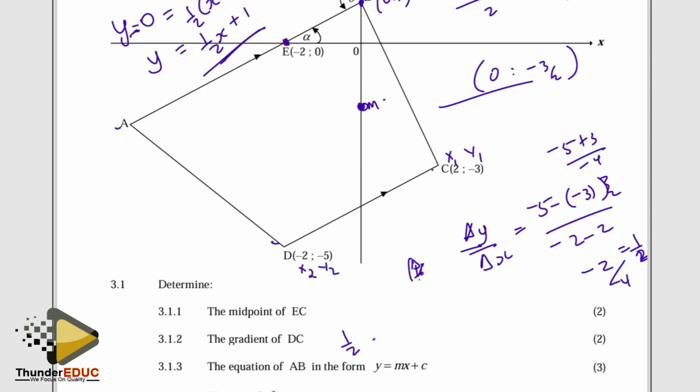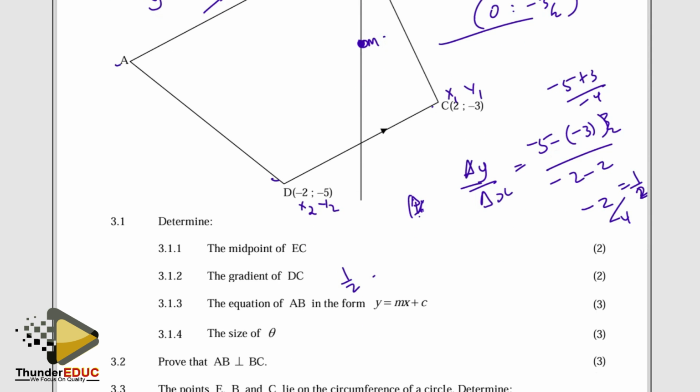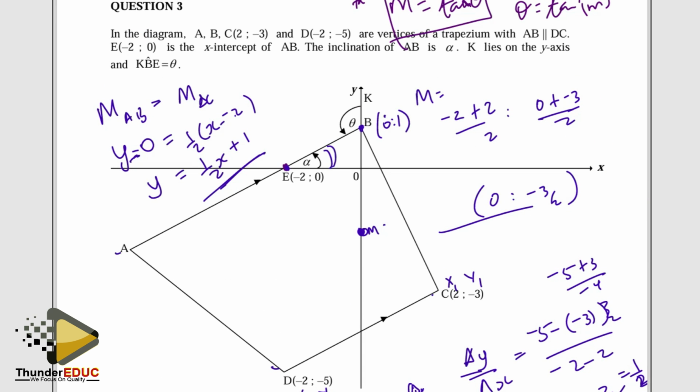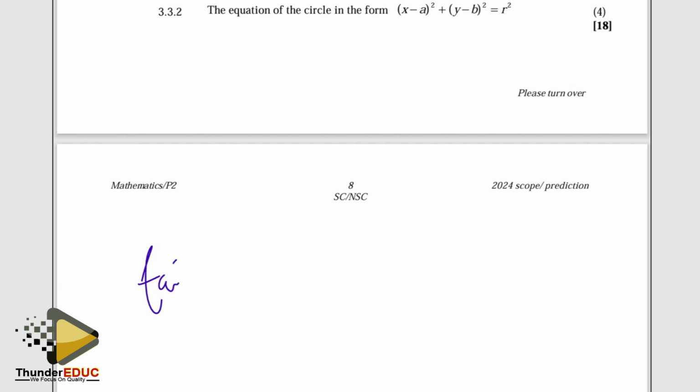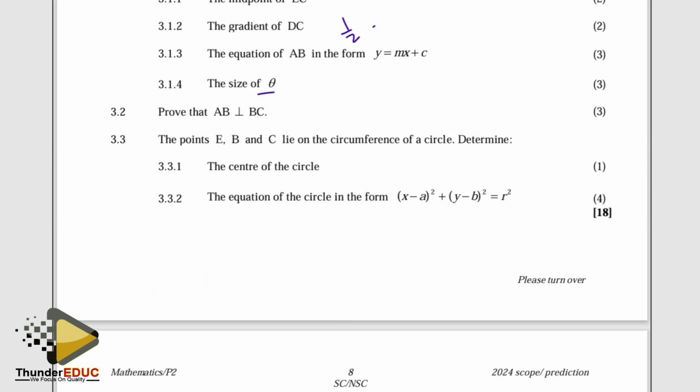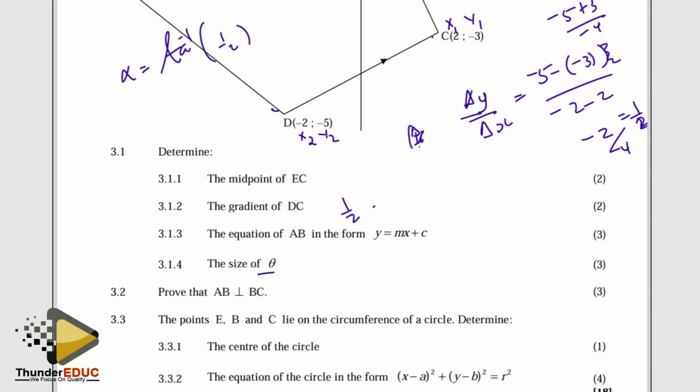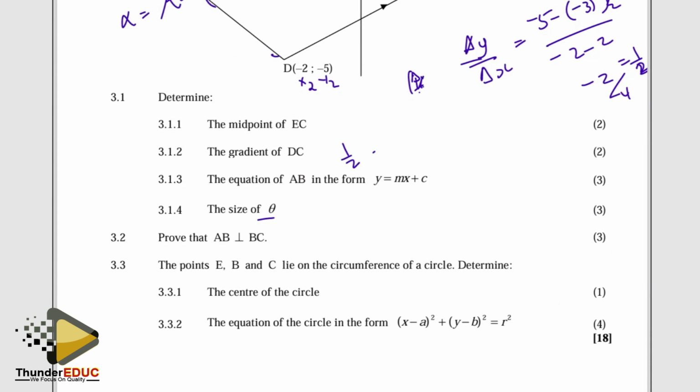What's the next question asking for? They want us to get the angle of inclination. So the angle of inclination here, we can obtain it using this gradient here. Remember, we said to get the angle alpha is shift tan of a half. Okay, so shift tan of a half, what we get from the calculator, we get 26.57. What was the question asking for? They wanted theta, but what I have is the alpha.